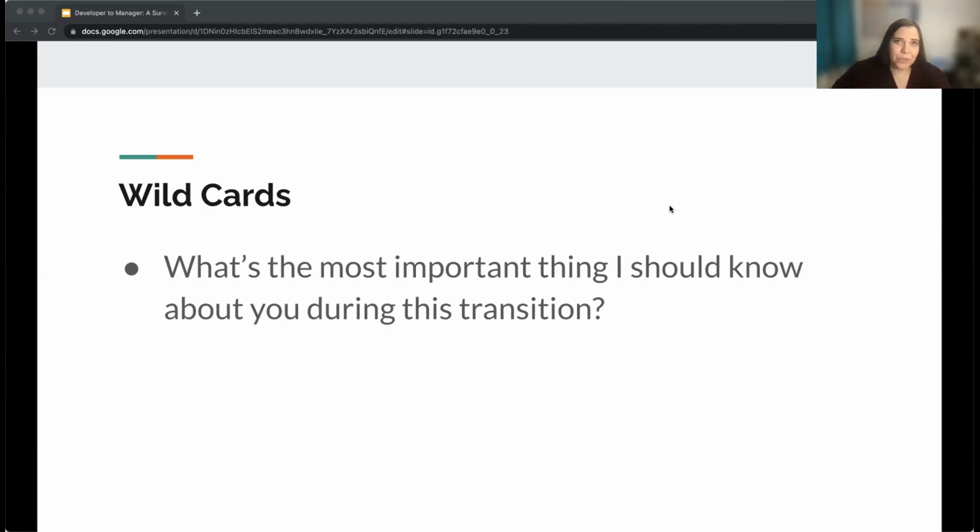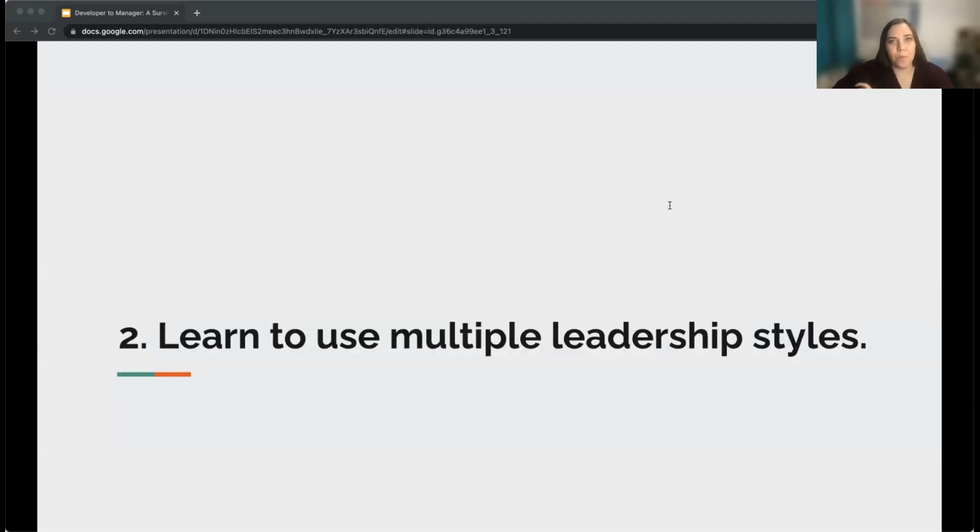So this is an intro to transitional one-on-ones. And then we'll talk about the second technique for changing those relationships, which is learning to use multiple leadership styles. Again, even if it's your first management role, you've probably been doing some level of leadership within your team. Maybe you're leading projects, or maybe you are mentoring people.